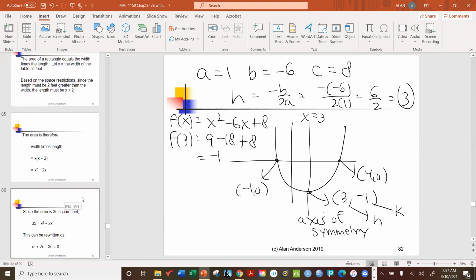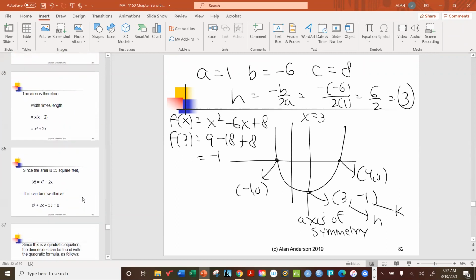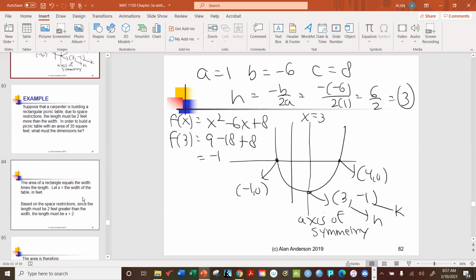All right, so now we're going to come up with an interesting little application of this, which might come as a surprise to you, but let's take a look at this problem where we're building, believe it or not, a picnic table, and we have to figure out the proper dimensions. And surprisingly enough, this will end up involving the quadratic formula. All right, so let's check this out.